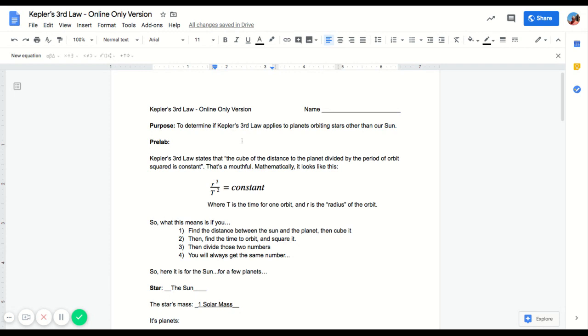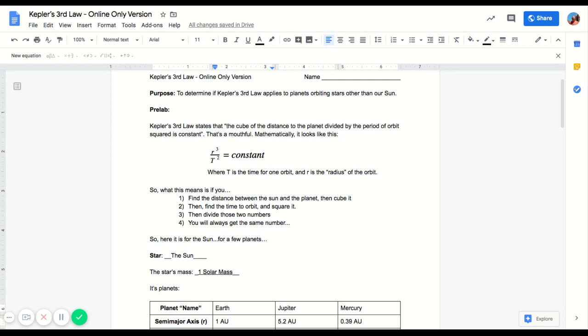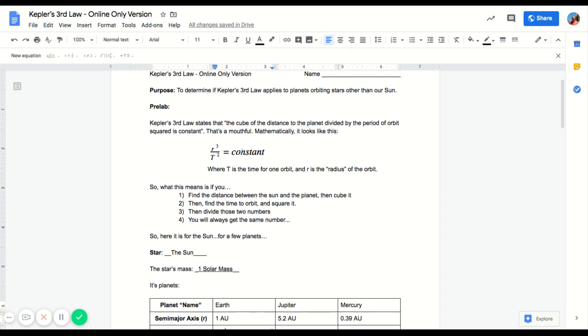other than our sun. So Kepler's third law states that the cube of the distances of planets divided by the orbit period squared is constant. Okay, that's a whole lot of words, but mathematically it's just this. If r is the radius of the orbit and I cube it, and t is the time to orbit, and I square that, then divide those two numbers, I get a constant. I get the same number every time.